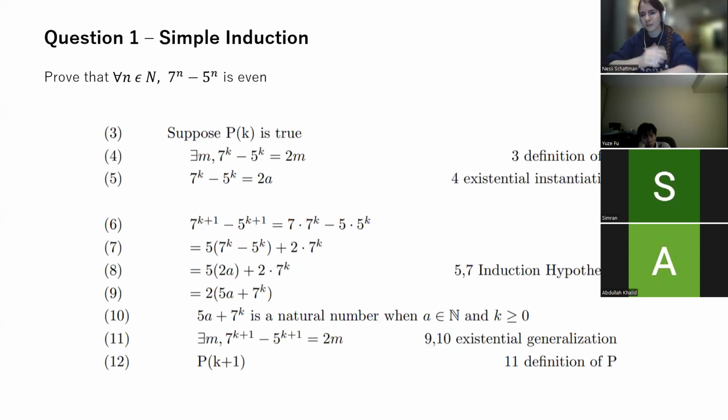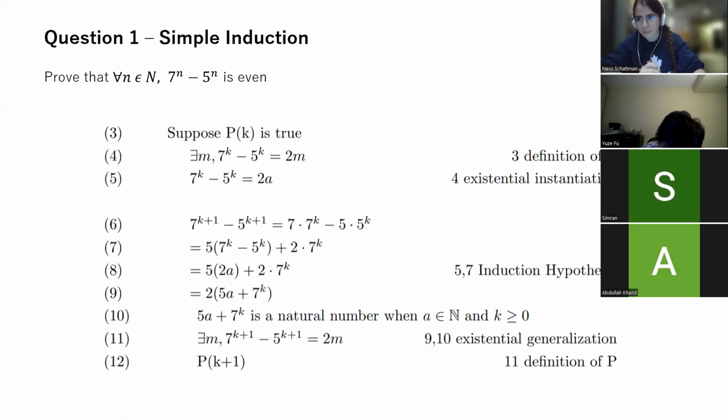Now we need this to be true for 7 to the k plus 1 minus 5 to the k plus 1. And what we really want to do here is make this look like our induction hypothesis. We want to have some 7 to the k minus 5 to the k term in our equation, which means we can invoke that induction hypothesis and hopefully get some results. So what we're going to do is just break this down first and foremost into 7 times 7 to the k minus 5 times 5 to the k.